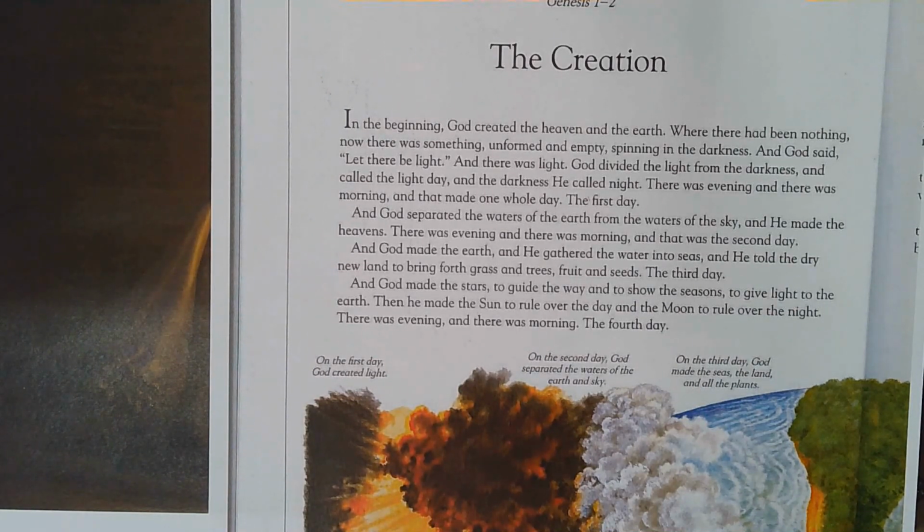So you can see down here from the image, on the first day God created light. On the second day God separated the waters from the earth and sky. On the third day God made the seeds, the land, and all of the plants. Okay, so he's now worked for 4 days of where we're at in this story of the Bible.